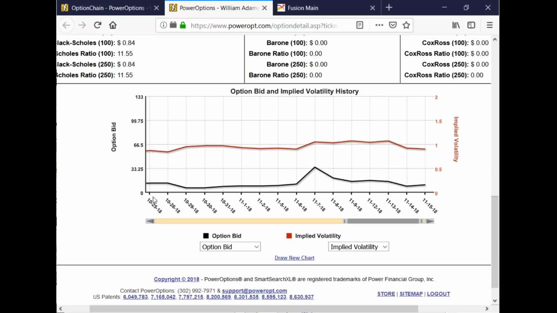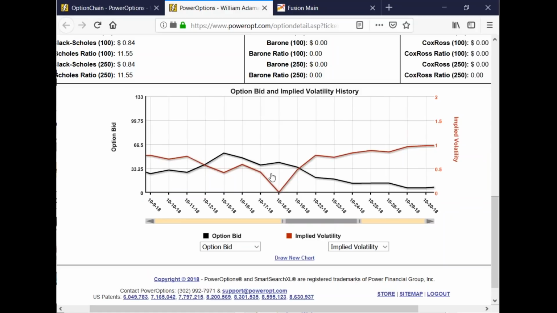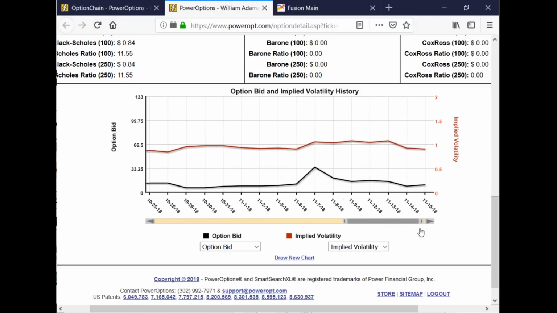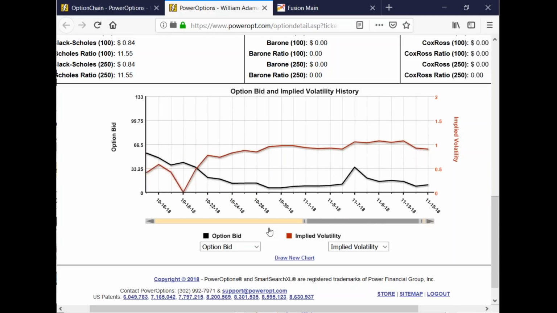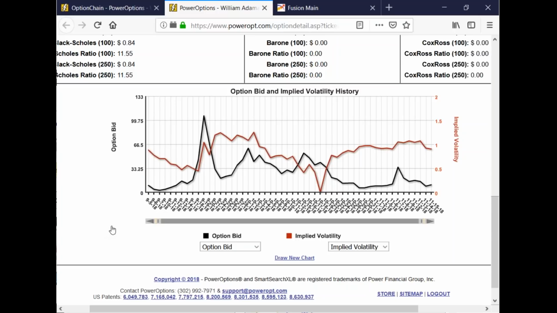Now, it says here that we're only seeing a view from October 25th through 11/15. But that's not the entire date range. Using the little slider down at the bottom, I can just scroll backwards here, and I can see further dates back. What I typically want to do is just click on the far side. I'm going to click on the left side of this gray slider, open it up as much as I can, and now I can see the graph of the option bid, the change in bid price for the option, compared to the red line, which is our implied volatility. This is over the life of the option.